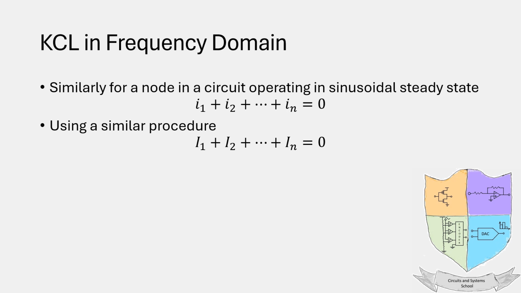Kirchhoff's current law for phasor currents can also be obtained in a similar manner. According to Kirchhoff's current law for phasor currents, the sum of current phasors at a node in a circuit operating in a sinusoidal steady state is zero.